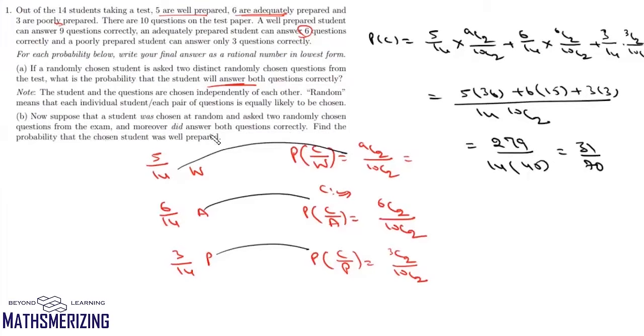Now part B is, suppose the student was chosen at random and asked 2 selected questions from the exam and did answer both questions correctly. Find the probability that the chosen student was well prepared. Now this is a Bayes theorem question. So if the student is well prepared, then we'll take this case in the numerator.